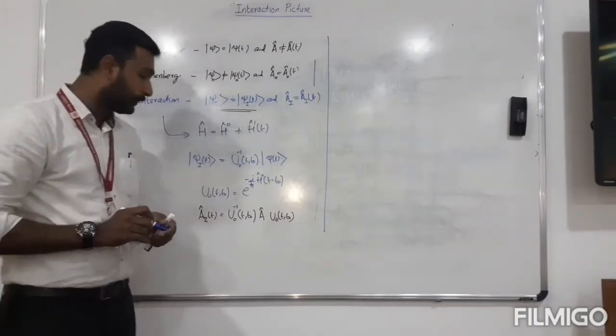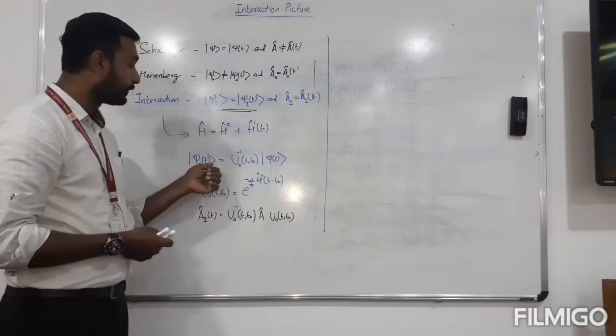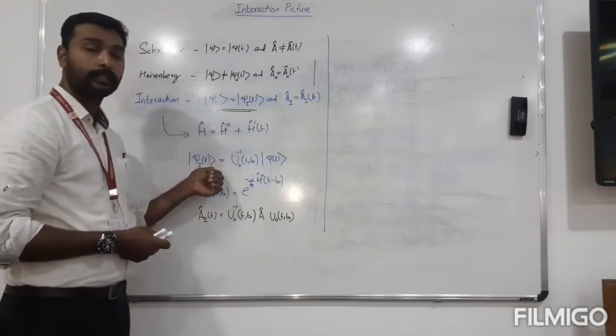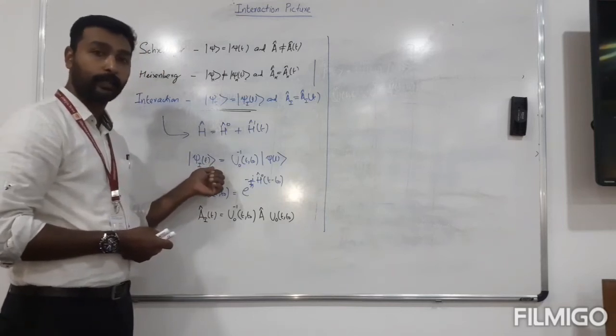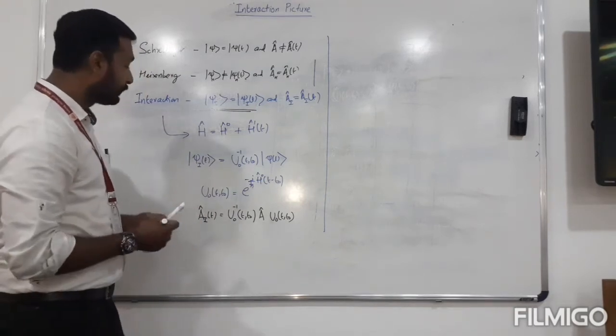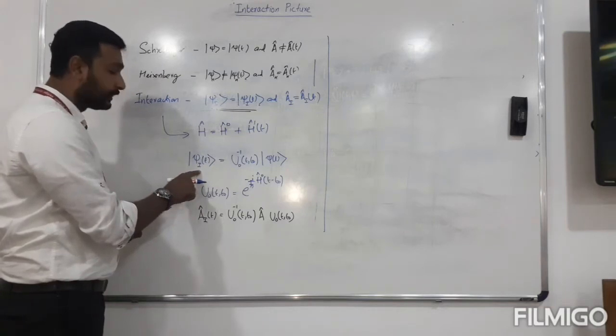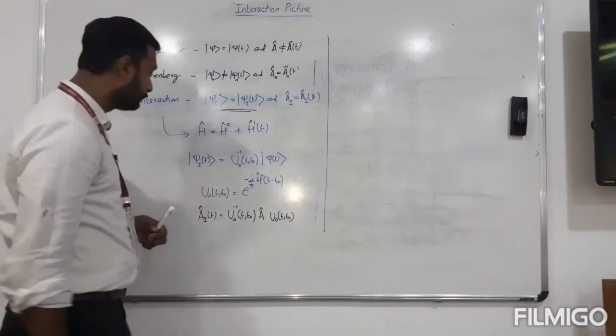Now with this information we can go into the next level. The next level is we will discuss what would be the corresponding differential equation satisfied by the state vector and the operator. Okay. So it is very simple to find the differential equation for the state vector. You have to just differentiate this with respect to time.